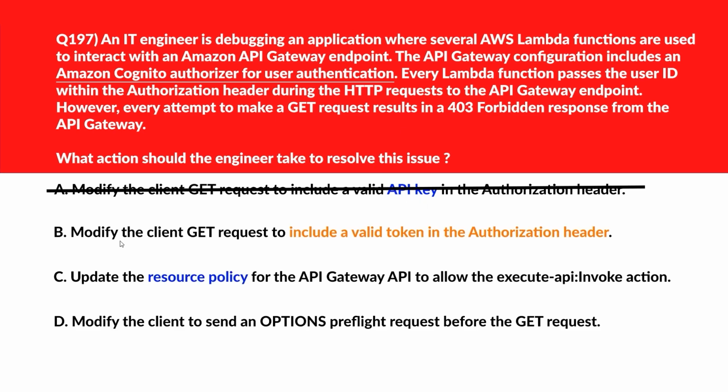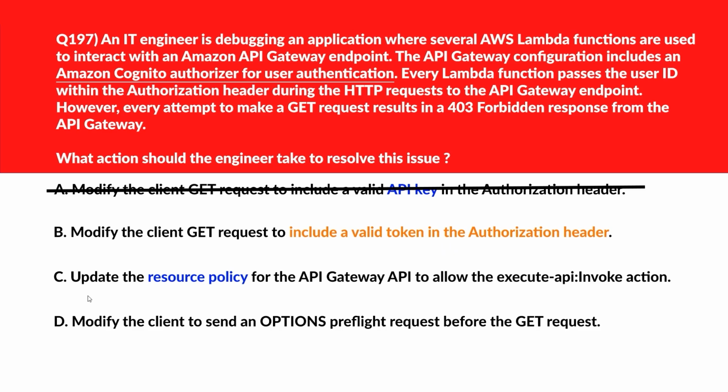Let's move to option B. B says modify the client GET request to include a valid token in the authorization header. Option B looks good because the client should provide a valid token in the authorization header for the Cognito authorizer to work properly. We'll keep it.